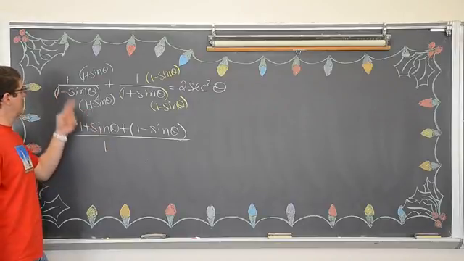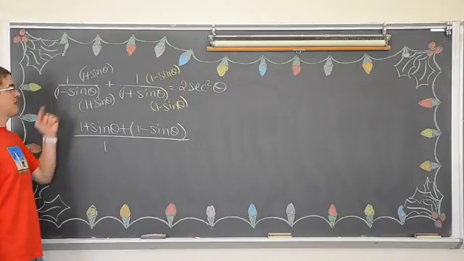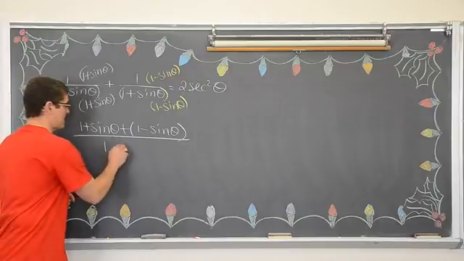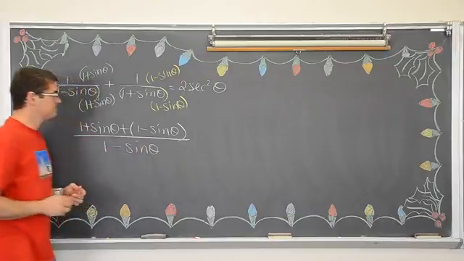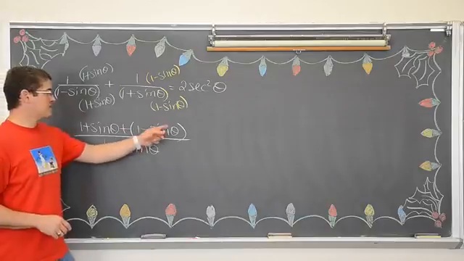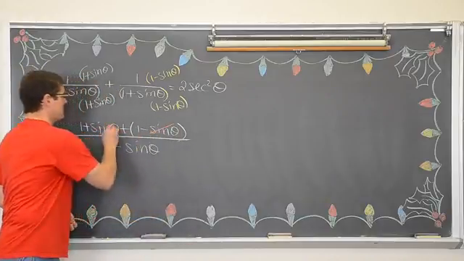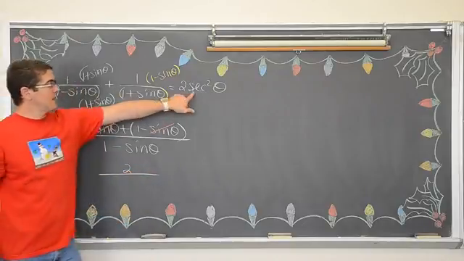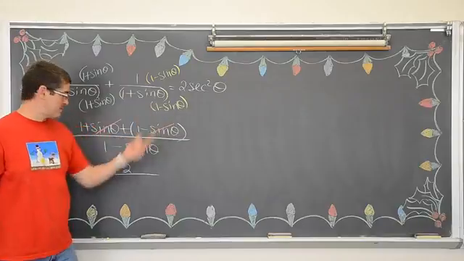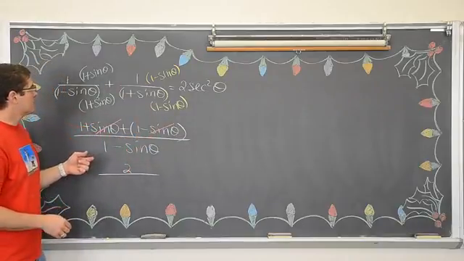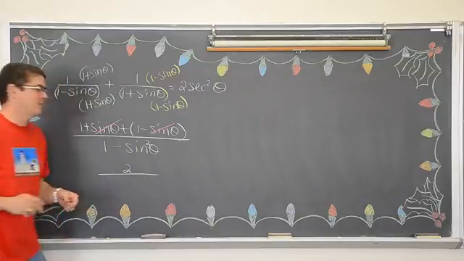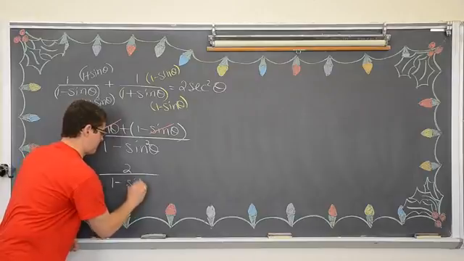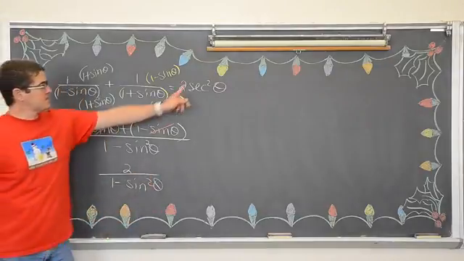1 times 1 is 1. 1 times sine is positive sine. 1 times negative sine is negative sine. Those are going to cancel out. And negative sine times positive sine is negative sine squared theta. Okay, well, sine minus sine, those are going to cancel out. And I'm left with 1 plus 1, which is 2, which is really good because that's what I need over here, a 2. 2 times something. Well, oh, forgot my exponent of 2. Okay, now I've got 1 minus sine squared theta.